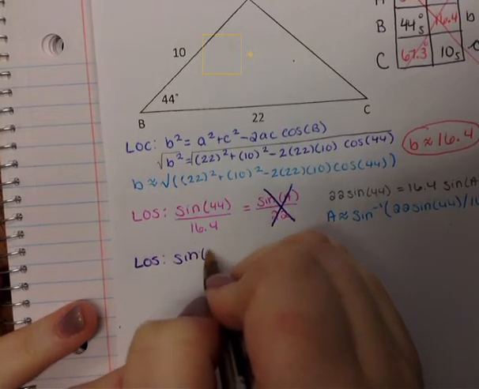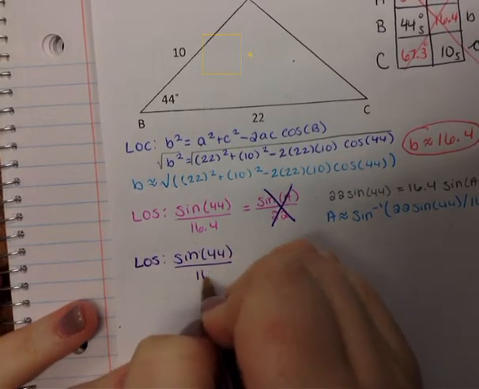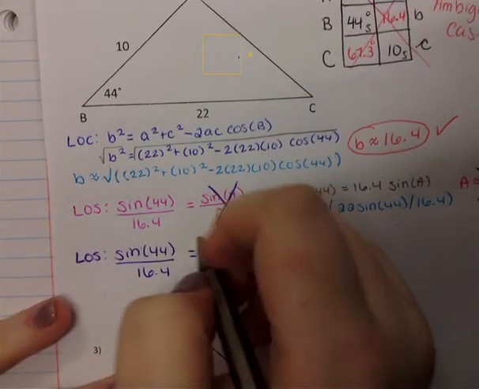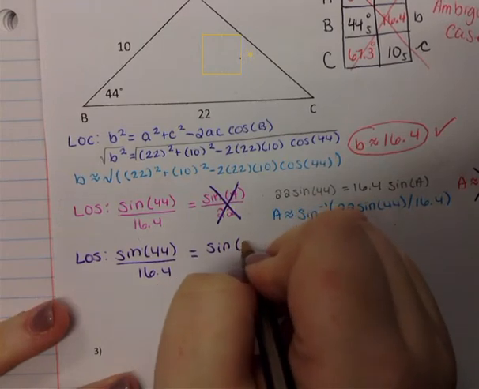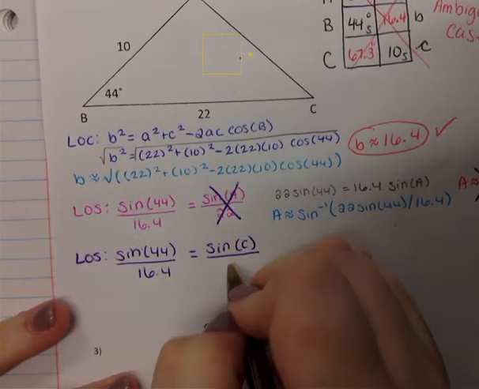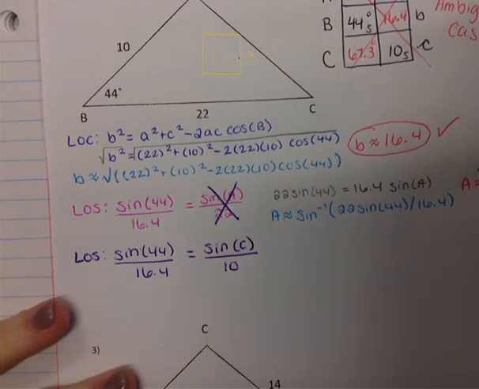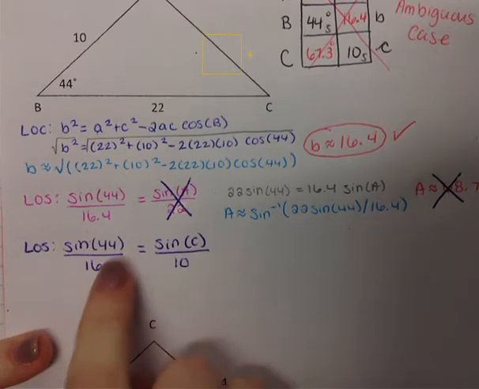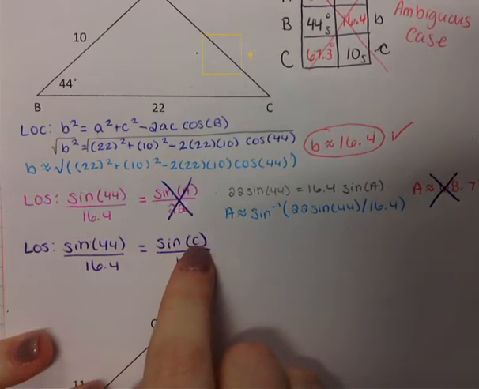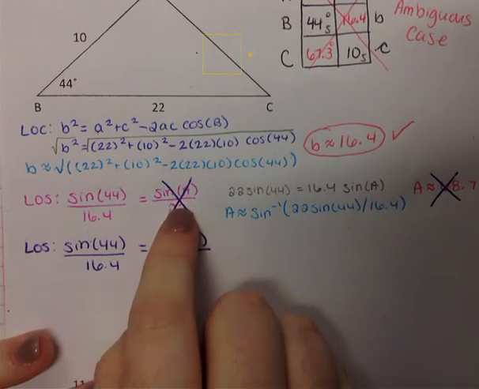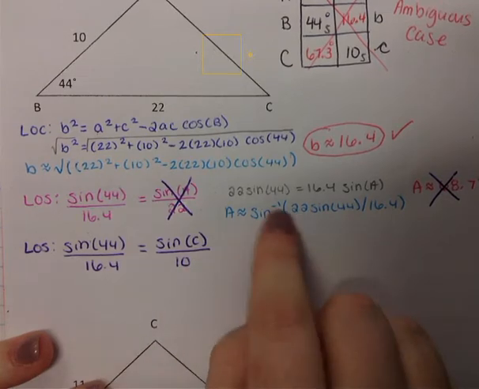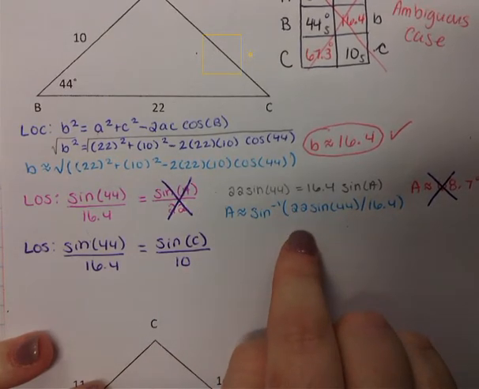We're going to keep the sine of 44 over 16 and 4/10. It's going to be equal to, this time instead of sine of A, sine of C. Let's find the angle C using law of sines over the length of 10. So again, I'm going to end up having almost the exact same equation because I'm still going to cross multiply, but instead of doing A, I'm doing C. The number that changed was really the 22. The 22 turned into a 10.